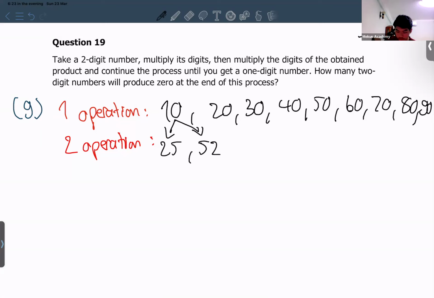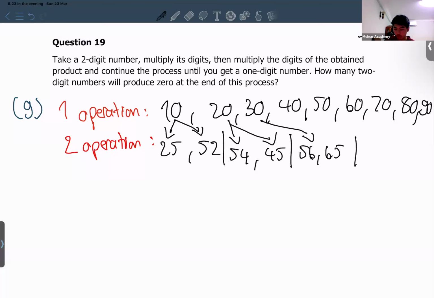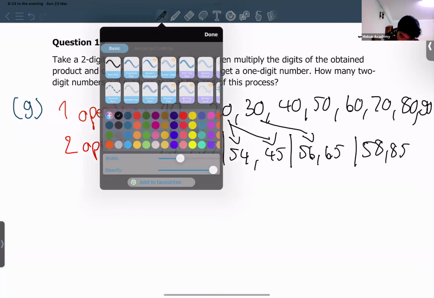Then for 20, you need to do the same. What numbers do you get? 54 and 45. For 30, you do the same: you get 56 and 65. Then for 40, you get 58 and 85. And for 50, you cannot go any further, since 5 times 10 is already a three-digit number, and this problem only takes two digits. So for 50, there's no more. From the numbers that need two operations, there are a total of 8.